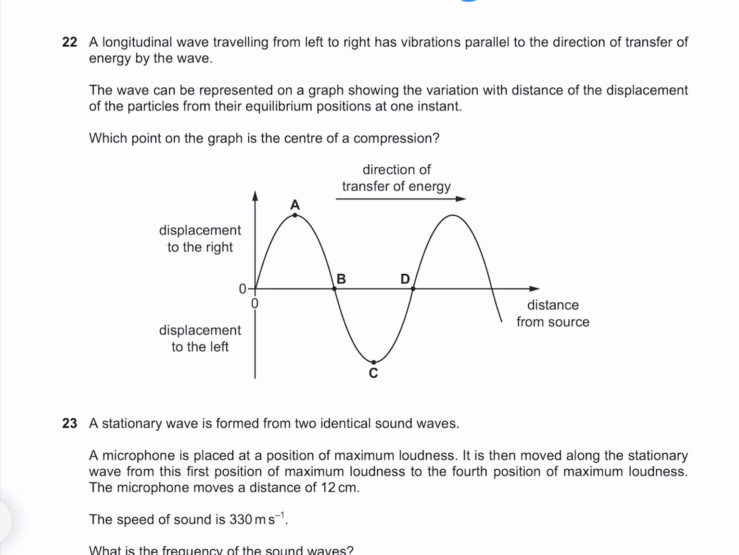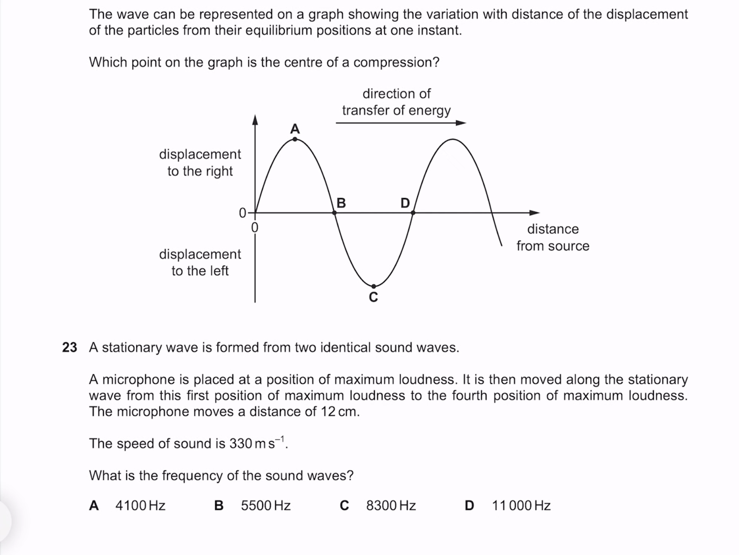A longitudinal wave travelling from left to right has vibrations parallel to the direction of transfer of energy by the wave. The wave can be represented on a graph showing the variation with the distance of the displacement of the particles from their equilibrium position at one instant. Which point on the graph is the centre of a compression?